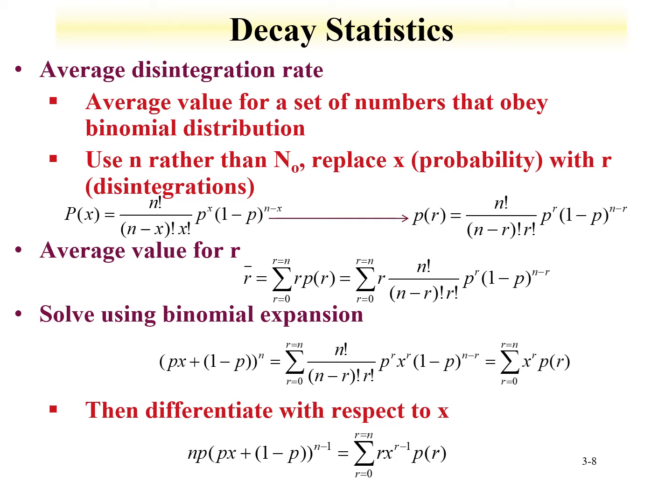And I'll just present this result. The solved binomial expansion is shown here, and then differentiate with respect to x, and that value is provided here. So we have this binomial expansion, differentiate with respect to x within this expansion, and now we have this, which again we're using as a way of trying to describe an average disintegration rate, which is this equation here.